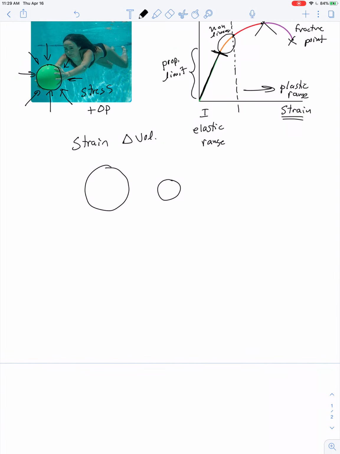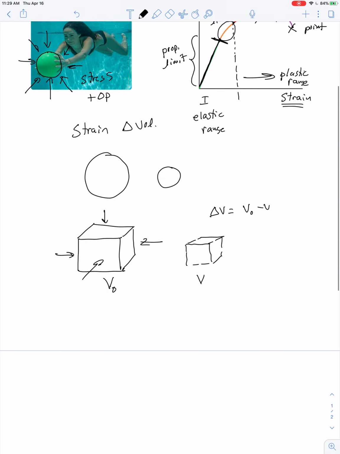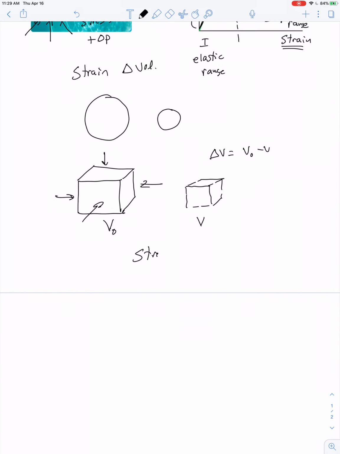Or maybe you have a piece of styrofoam in the shape of a cube. If you squeeze that styrofoam on all sides, something like a Nerf block or something like that, then the result is you get less volume in the end. So there's some initial amount of volume and some lesser amount of volume, and so the change in volume is the initial volume minus the final volume, and we could express our strain as a percentage. It's not just the change in volume, but it's the change in volume compared to the initial volume.